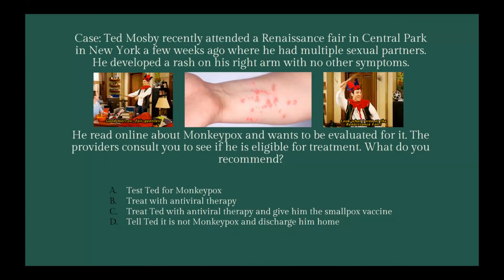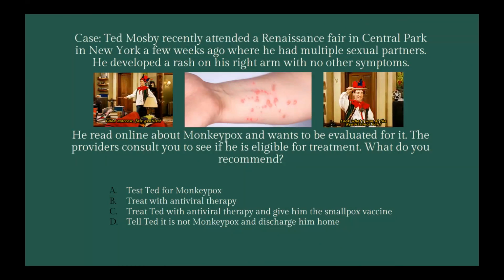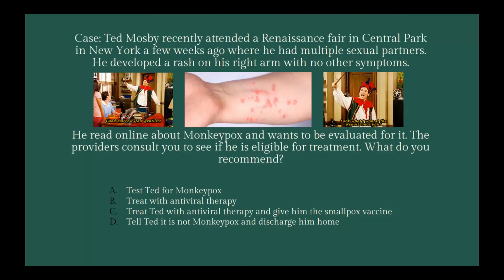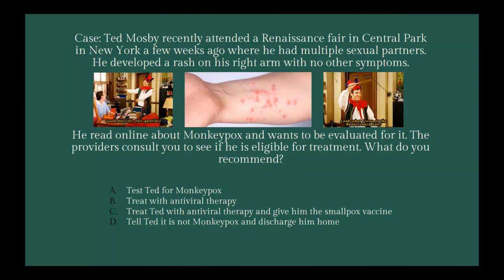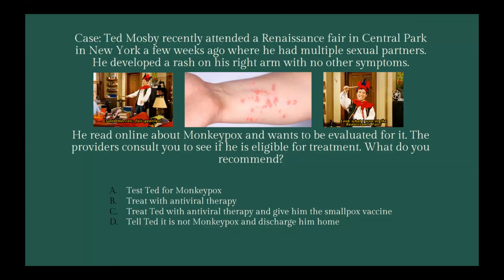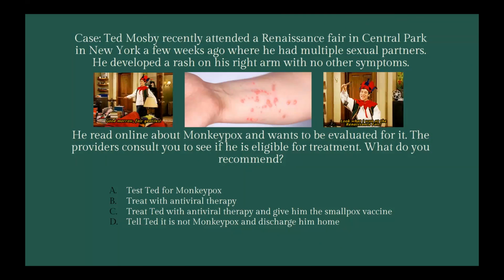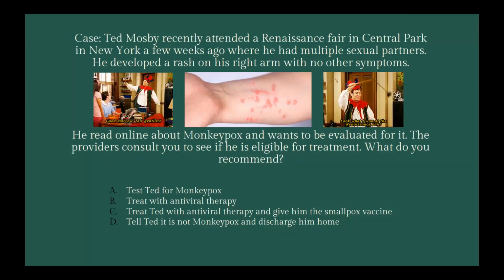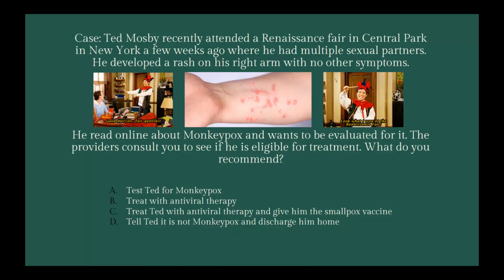What do you recommend? We've got A, test for monkeypox, B, treat with antiviral therapy, C, treat Ted with antiviral therapy and give him the smallpox vaccine, or D, tell Ted this is not monkeypox and discharge him. You could put your answers in the chat box. That would be great.